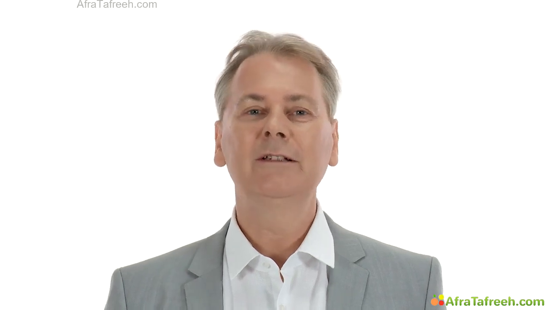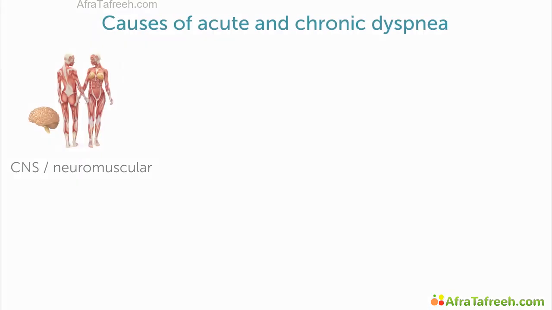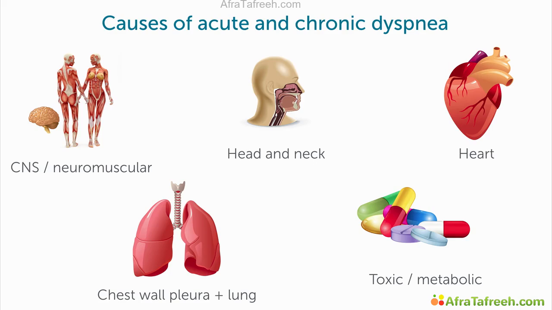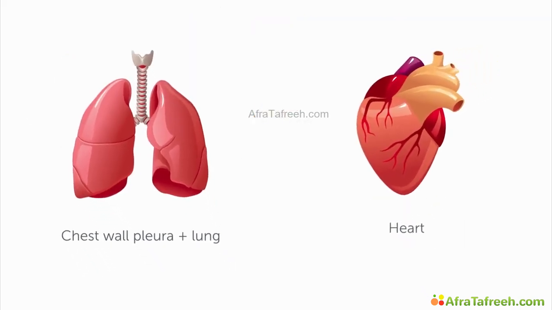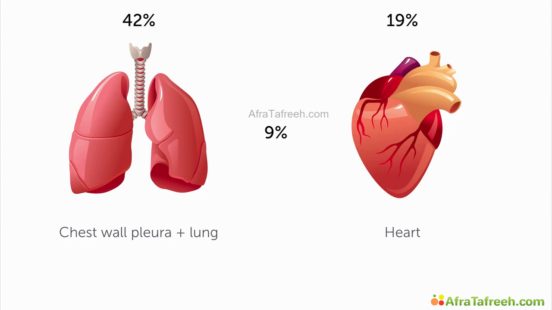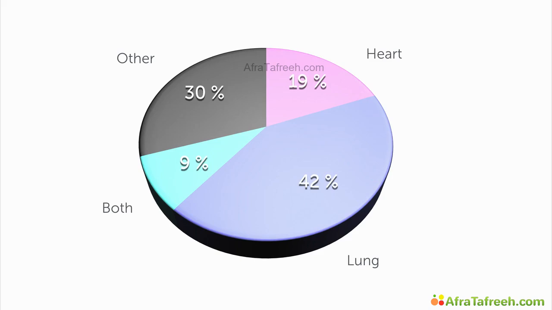But before we go on, we need to talk a little bit more about the symptom of dyspnea, a symptom which is very common. There are obviously many diseases which can cause dyspnea, but the organ systems which are most frequently involved are the heart and the lung. As a matter of fact, 42% of all causes of dyspnea are in some way related either to the chest wall, the pleura, or the lung. And 19% are related to the heart. And frequently you will have problems both of the lung and the heart, 9%. So putting this together, basically, if you cover the heart and the lung, then you will probably detect 70% of all causes of dyspnea.